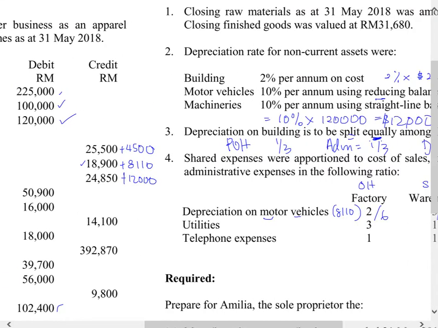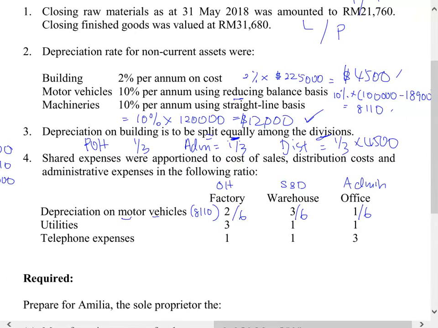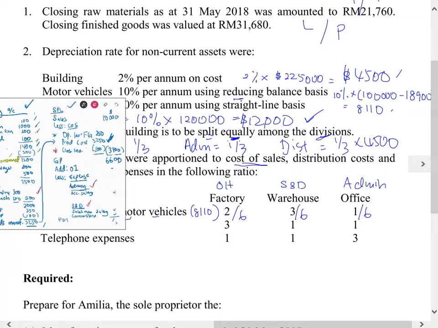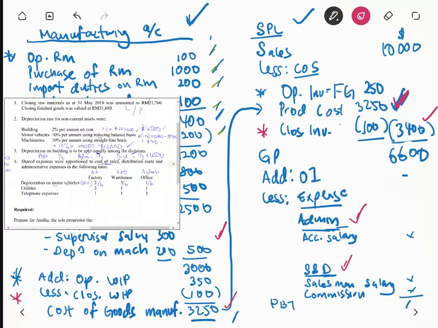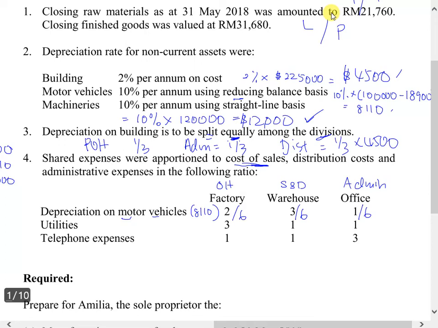Next, note 3 settled, note 4, depreciation. Yes, the shared expense will be apportioned to cost of sales, distribution, and admin. Cost of sales means what? Your manufacturing. Here, is this my cost of sales? Yes, it's made of my manufacturing cost. Okay? Cost of sales is part of my manufacturing cost here. So they say share between cost of sales, meaning your manufacturing, distribution, and admin.